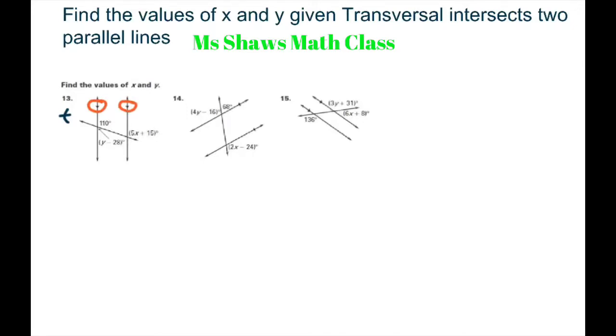So the first thing I'm going to do is look at this 13, and I know that by my supplementary angle theorem that these two should equal 180. So that's what I'm going to do, set that up to equal 180. So 110 plus y minus 28 equals 180. So 110 minus 28 equals 82.